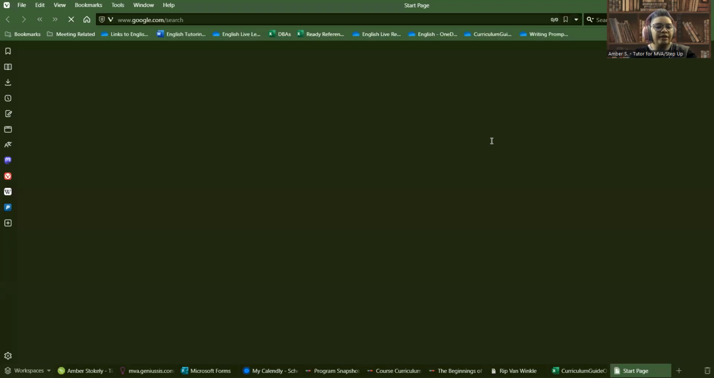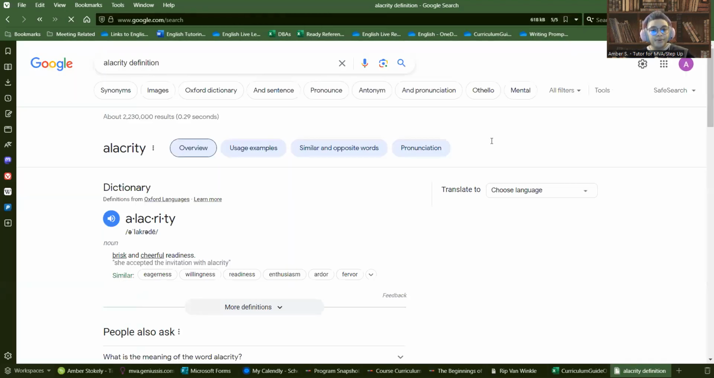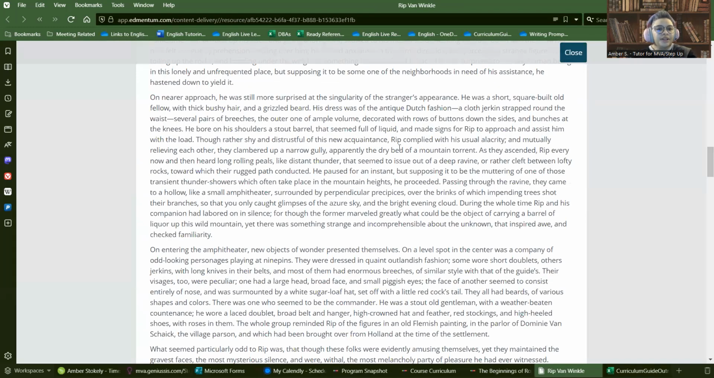And you see what I mean by doing this over and over helps you to remember things. When you're looking up the same words over and over, your brain will look at the screen like, alacrity is a word that we haven't seen so far. But as you look up words that are used over and over, it definitely will help jog your brain's memory. So here we have brisk and cheerful readiness. So he's ready to help and he's cheerful about it. So he complied with his usual alacrity because remember, that's what he was described to be. He's a cheery guy that's kind.